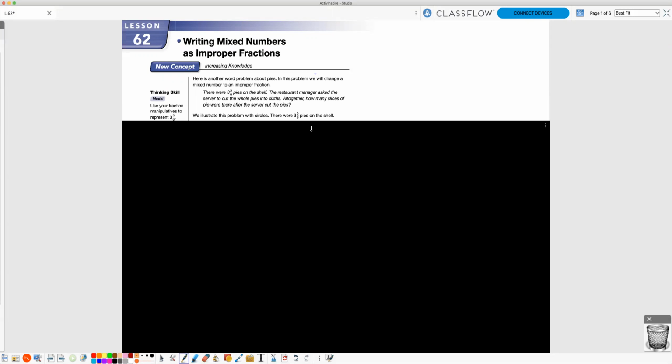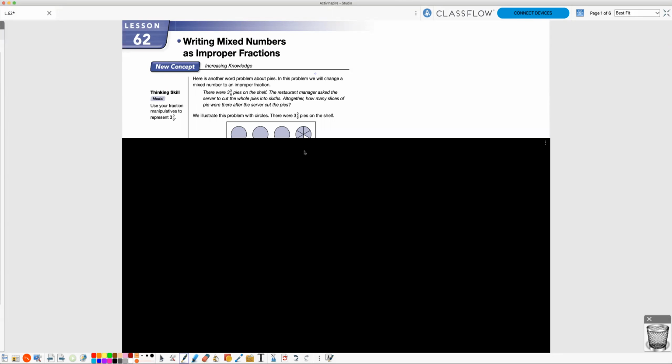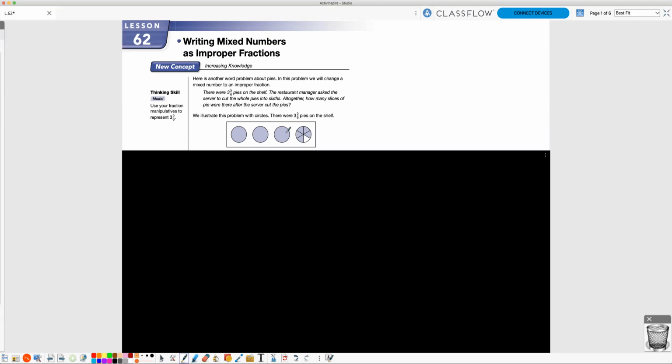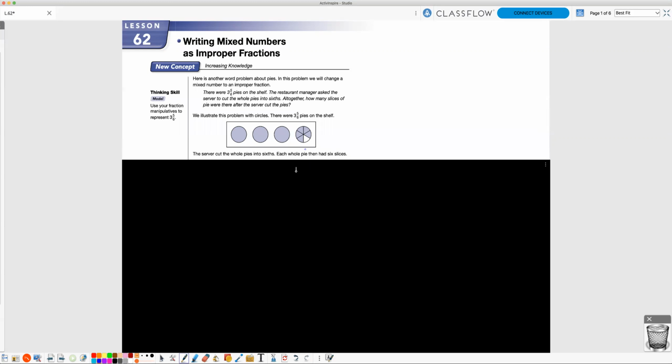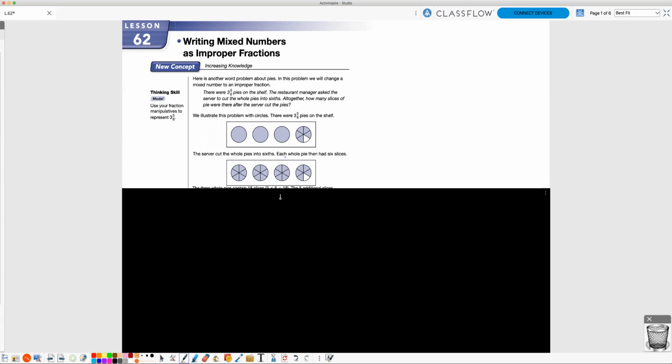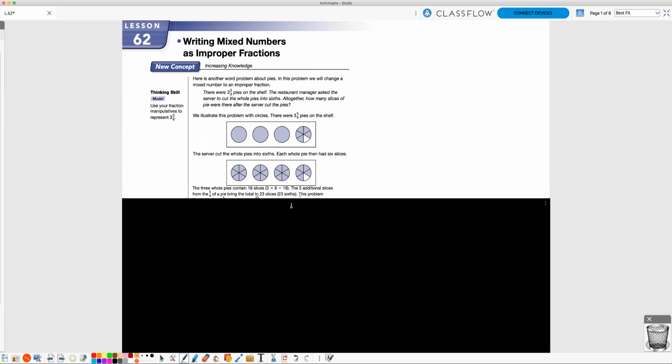So we can illustrate the problem with circles. There are 3 5/6 pies on the shelf. So you see 1, 2, 3 whole pies, and a fourth pie that only has 5 of the 6 slices remaining. The server cut the whole pies into sixths. Each whole pie then had 6 slices in it. The 3 whole pies contain 18 slices in these 3 pies. The 5 additional slices from the 5/6 of a pie bring the total to 23 sixths.